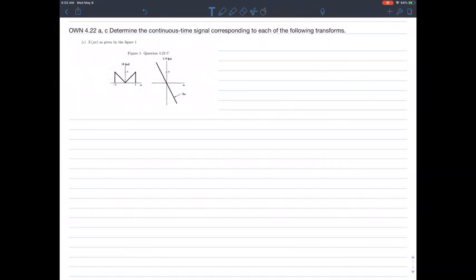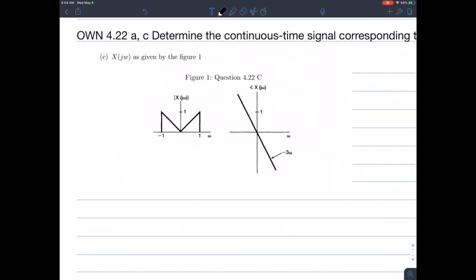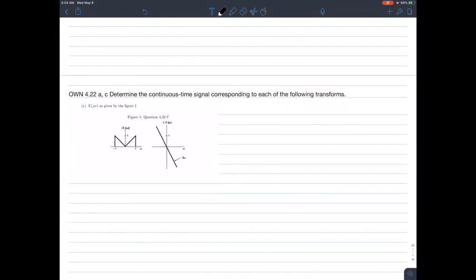Alright, so the next problem that we're going to be doing is 4.22c. Determine the continuous time signal corresponding to each of the following transforms. So instead of giving us x of j omega in an equation form like a nice person, he's given it to us in a drawing, so we have to come up with our own equation for x of j omega. So this right here shows the magnitude of x of j omega, and then we're also given the phase of x of j omega.